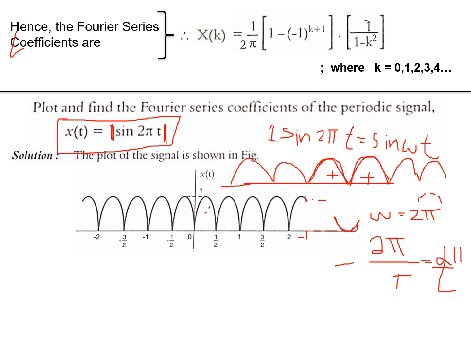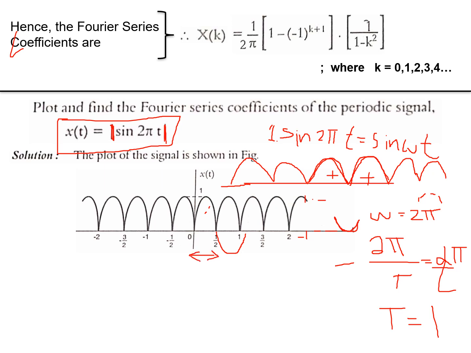Therefore, what is T? T equals 1. Therefore, in the original signal, T is equal to 1. That means if this is the full sine wave as the original signal, T is equal to 1. Now, because of rectification, the time period becomes half.